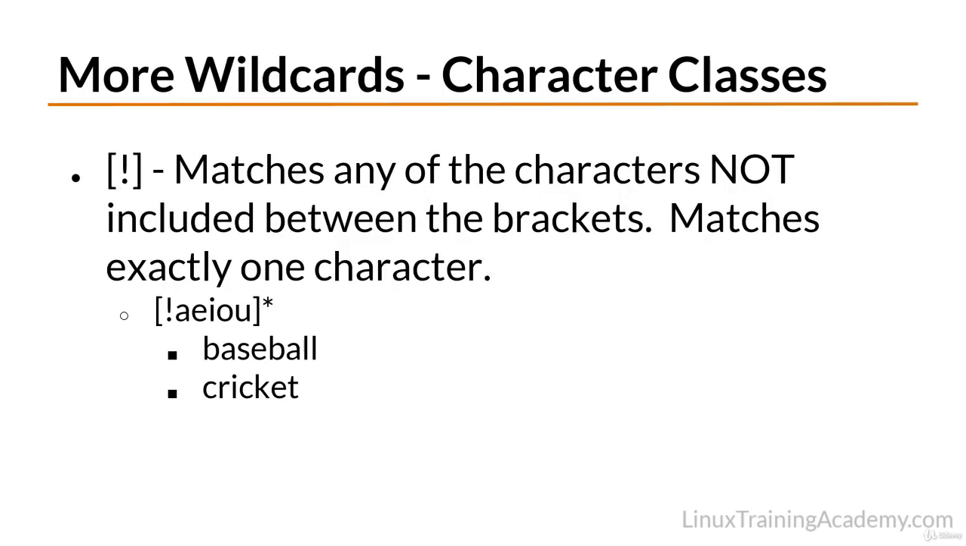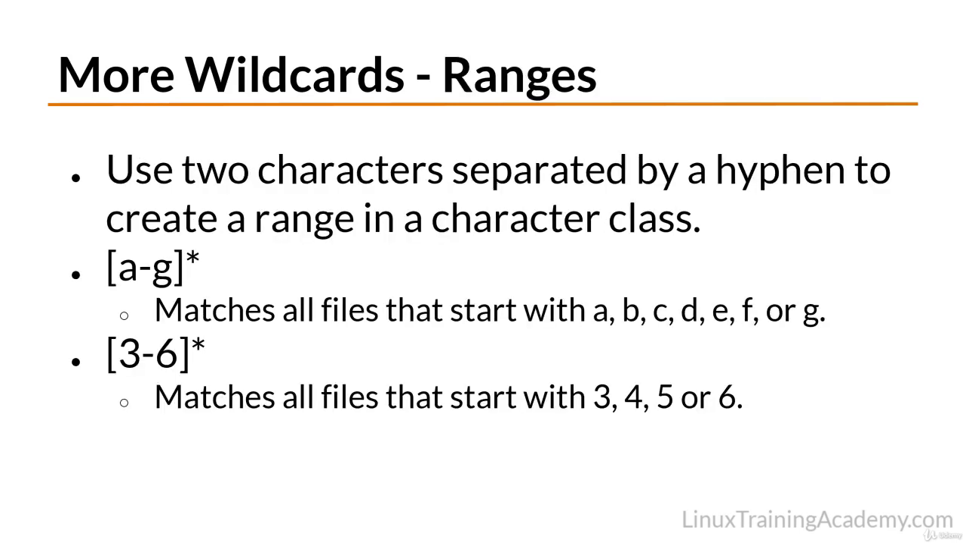If you want to exclude characters in a match, use an exclamation mark. For example, if you wanted to find all the files that do not start with a vowel, use [!aeiou]*. Baseball and cricket match this pattern because the first character is not an A, E, I, O, or a U. When using character classes, you can create a range by separating two characters with a hyphen. If you want to match all the characters from A to G, use [A-G]. If you want to match the numbers 3, 4, 5, and 6, use [3-6].